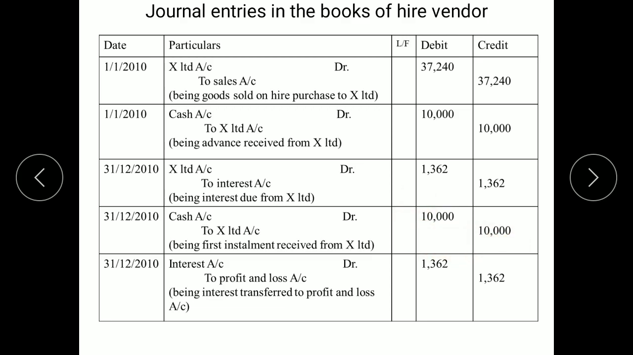The next journal entry is for transfer of interest to profit and loss account. It is an income to the vendor, so it will be transferred to the credit side of profit and loss account. So interest account debit to profit and loss account. Here the first two entries are made only in the first year. The remaining three entries are to be repeated for the next years also.